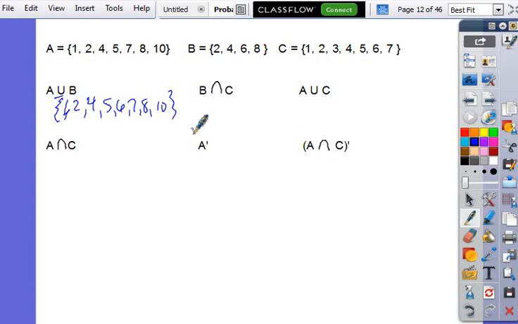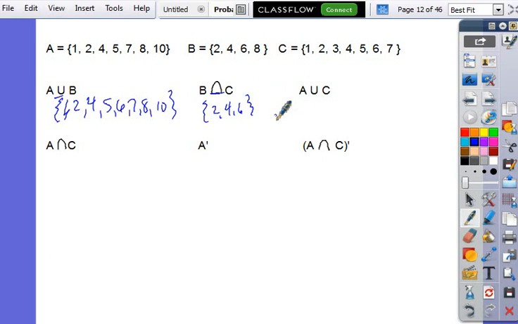The next one says B and C, so it's got to be in B and C at the same time to actually work. 2, 4, and 6. Is that right? Yep. So there's a 2, 4, and 6 in both of those. The 8 is not in both. The 1 and 3 and 7 are not in both, so we can't use them.